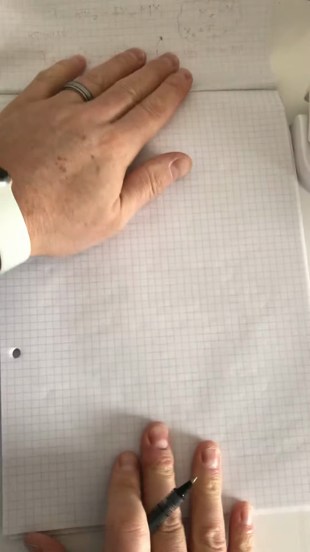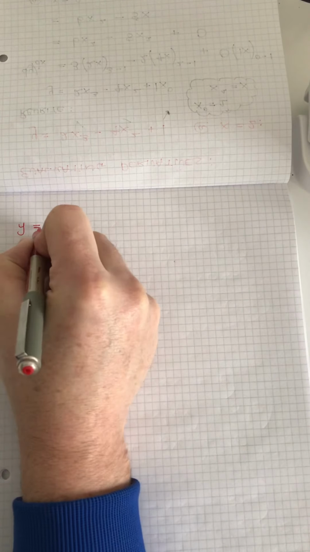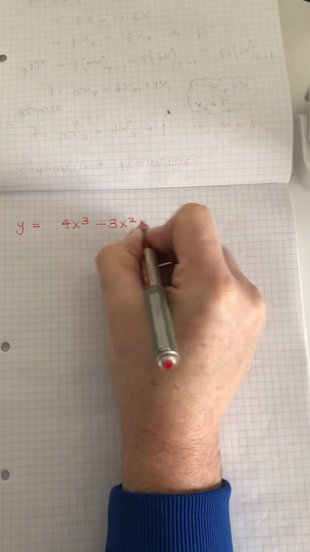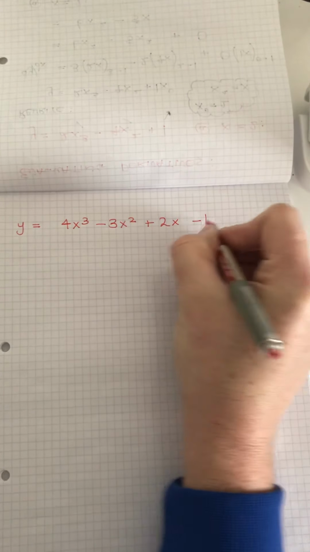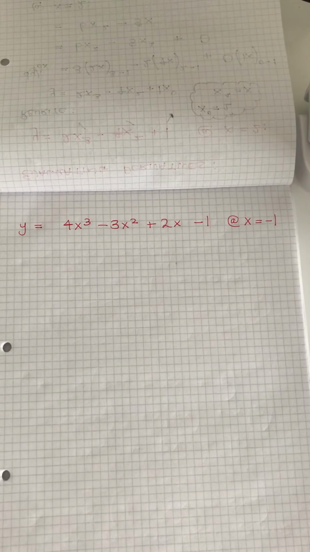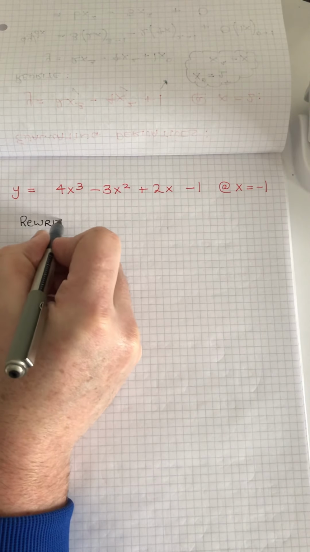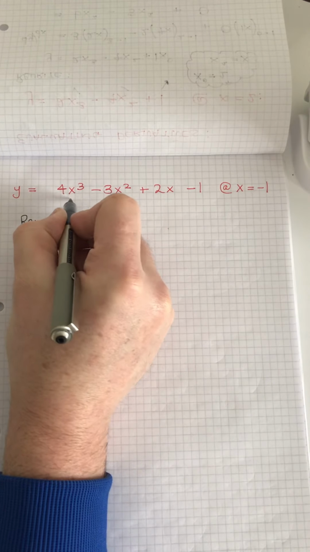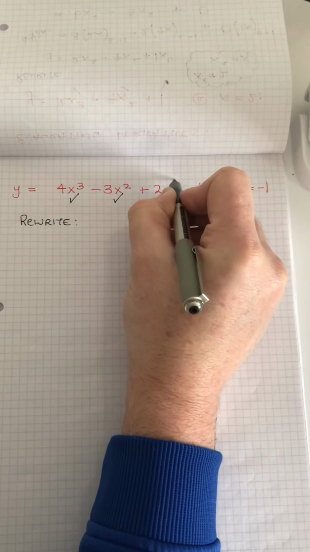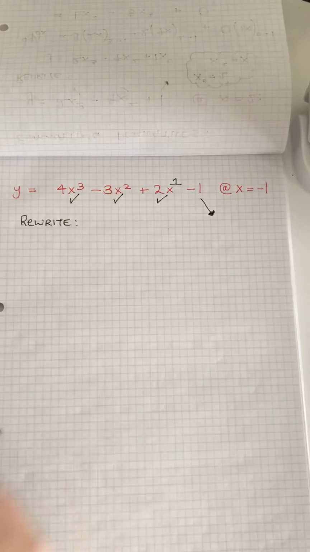So question 3 on the sheet. We have y equals 4x cubed minus 3x squared plus 2x minus 1 at x equal to minus 1. So again, what I'm going to do is rewrite, because I want a power everywhere. So that's fine, that's fine. This one I can change to x to the power of 1, but the minus 1 is the problem.